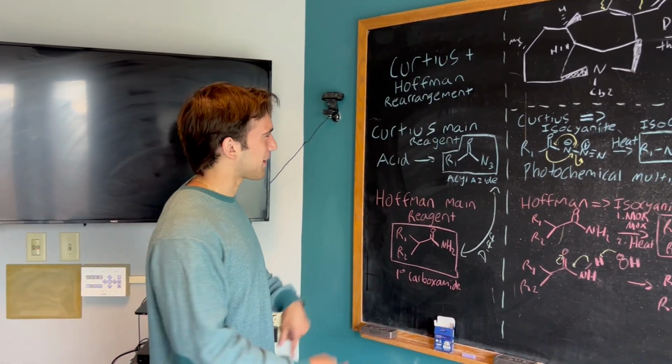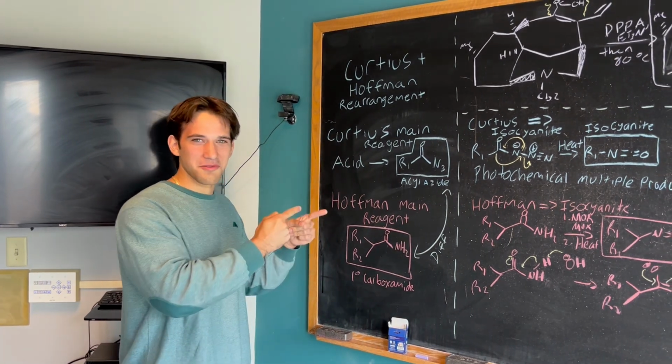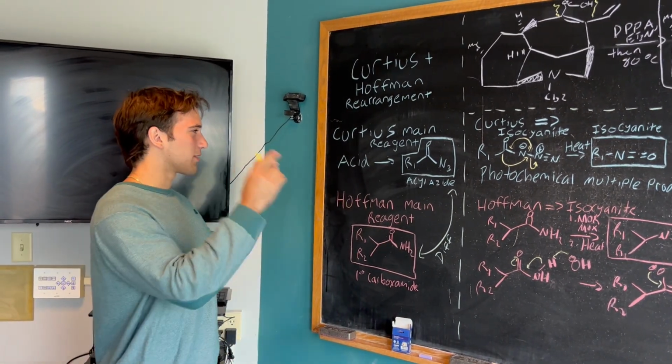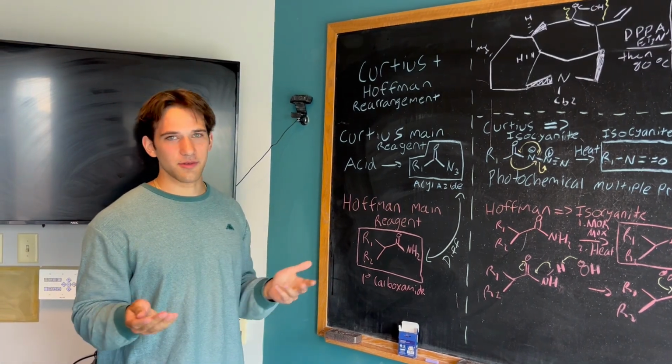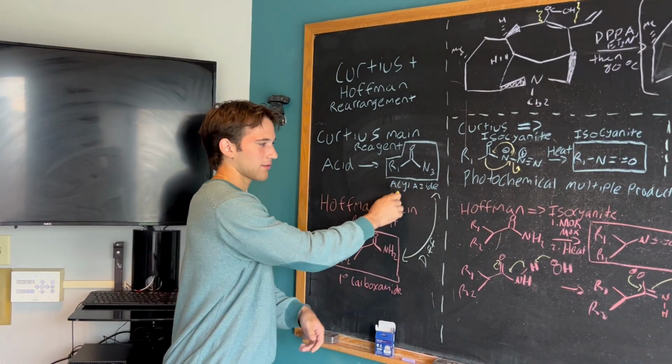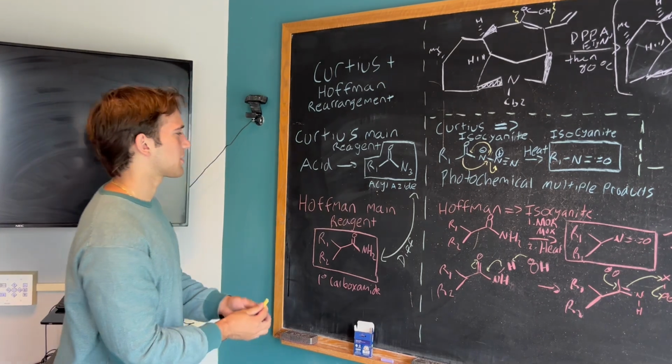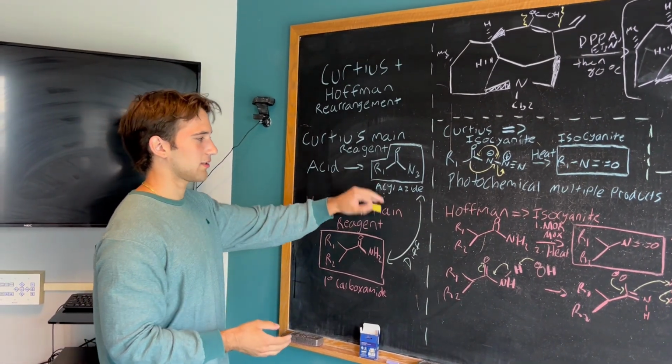Today I'll be talking about the Curtius and Hofmann rearrangement. When we're starting with the Curtius rearrangement, the main reagent that's used is this acyl azide. You can see it right here. You'll usually start with some type of acid and then get to the acyl azide.